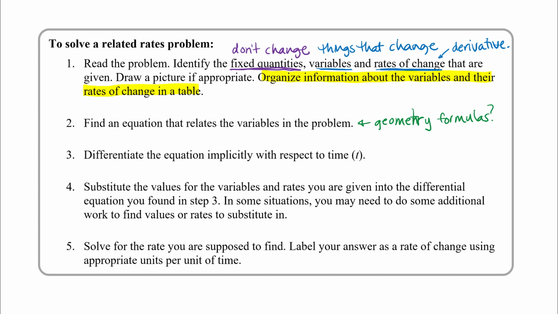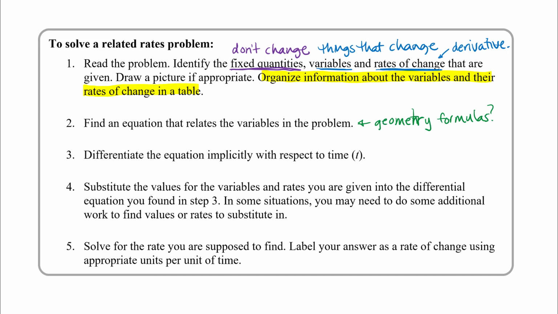There are other problems that might relate to formulas from physics or chemistry. Those formulas might be given to you, or you might look them up if you're in a physics or chemistry class. Once you look up those formulas and think about them, then we're going to use implicit differentiation. The rates of change, the derivatives that are given, are usually given with respect to time.